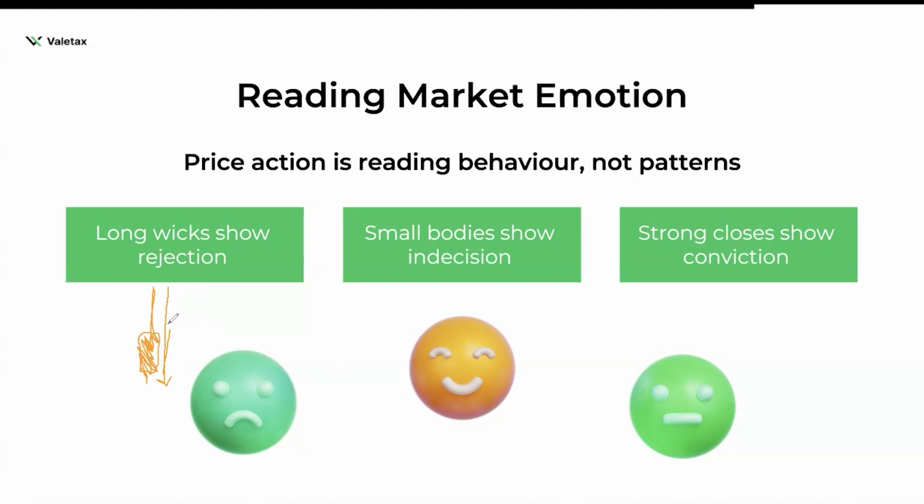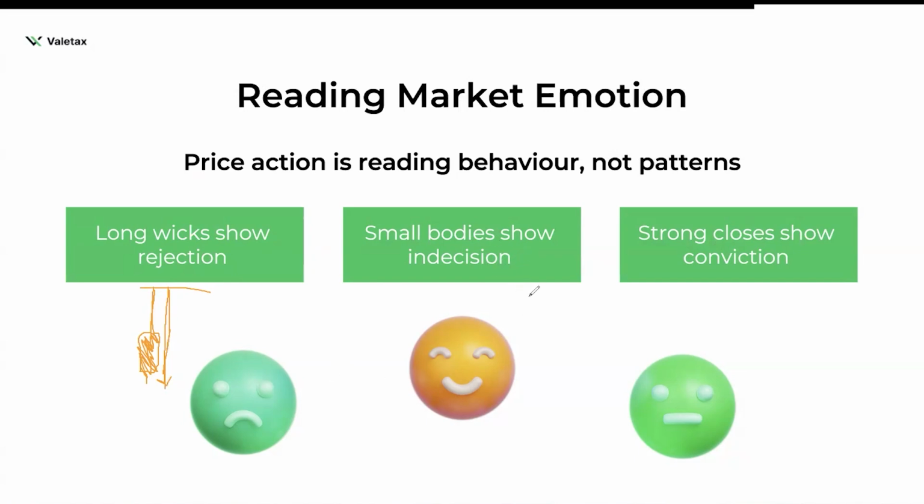What this shows us in that emotion right here is that buyers couldn't take control or continue to move the market above a certain level. So sellers came into the market and pushed it down heavily. That's what a long wick rejection shows. So it shows a rejection.